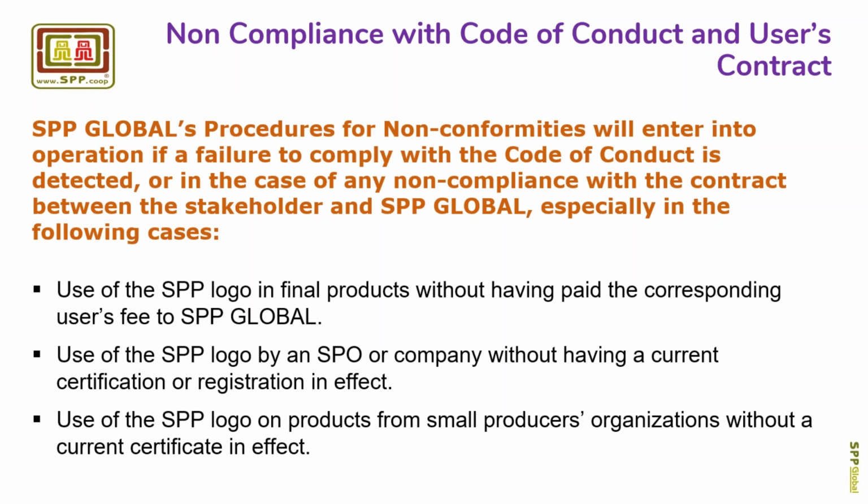Use of the SPP logo in final products without having paid the corresponding user's fee to SPP Global. Use of the SPP logo by an SPO or company without having a current certification or registration in effect, and use of the SPP logo on products from a small producers organization with a current certificate in effect. Well, these are the most important examples. And in this case, the responsibility is SPP Global.